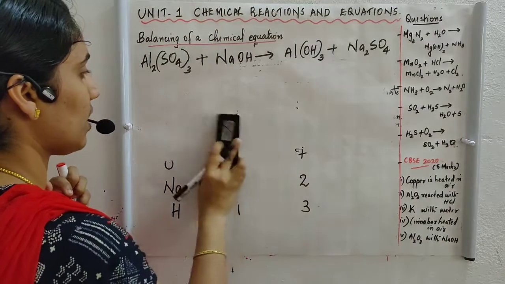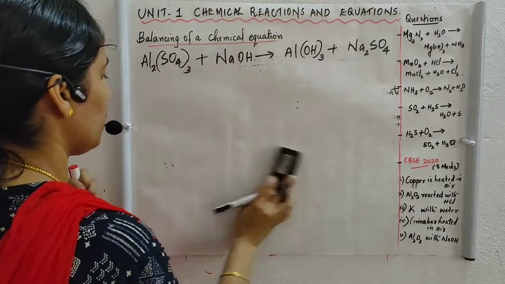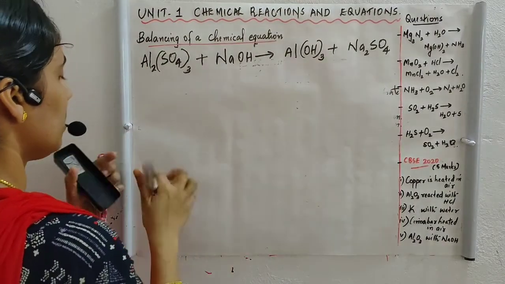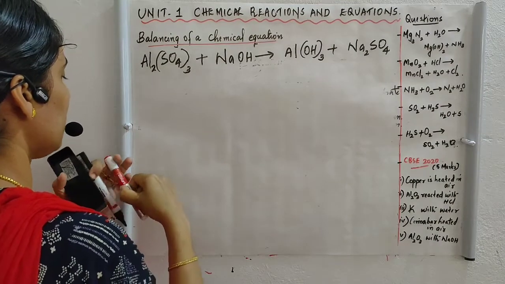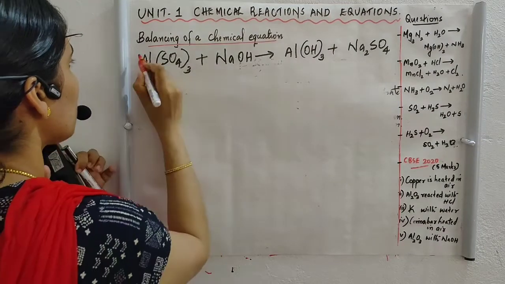So check whether it is an unbalanced equation, then try to balance it. So how do we balance this equation? You just enclose these formulas in boxes.